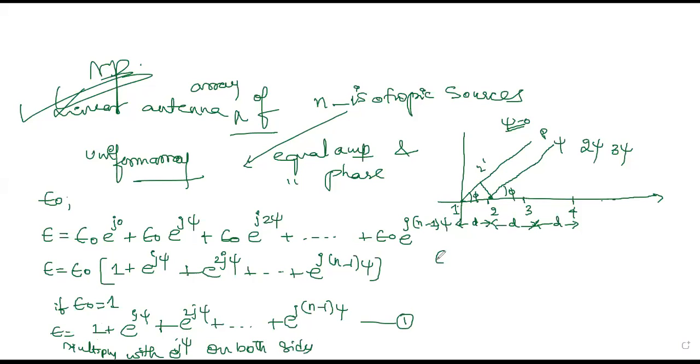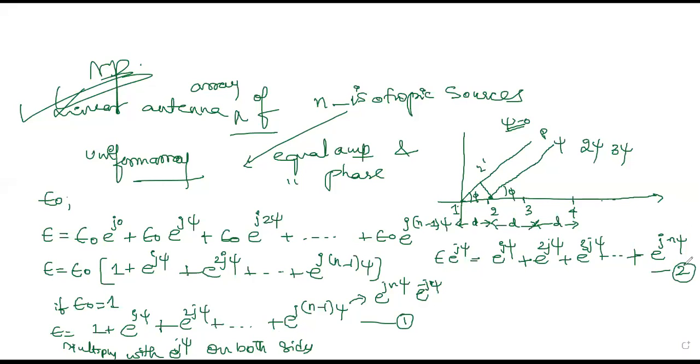So you'll get the equation as e to the power j xi, which is equal to, multiply it. So 1 into e to the power j xi will be e to the power j xi. This will be e to the power 2 j xi plus e to the power 3 j xi until you have, if you split it and write this particular term, e to the power n xi into e to the power minus j xi. So you are multiplying with e to the power j xi. This e to the power j xi and the e to the power minus j xi gets cancelled. You will be left with e to the power j n xi, which is considered the second equation.